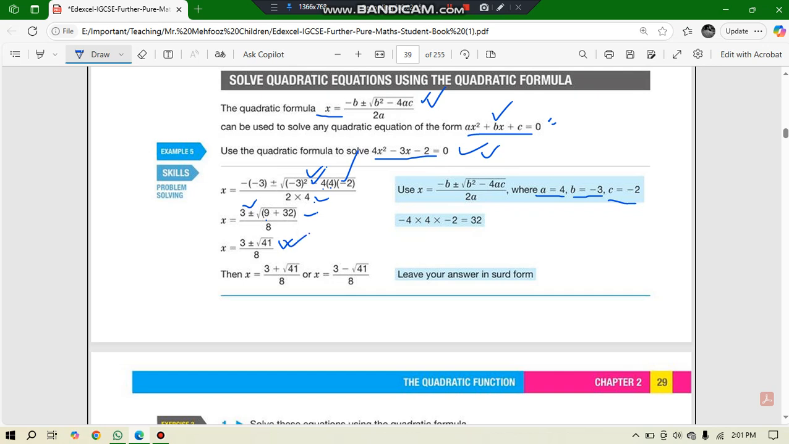In simple terms, because it is a quadratic equation, in this chapter when we solve a quadratic equation we always have two roots, right? Two roots can be written in a single form or also in the split form. So this is the answer in the split form, right?